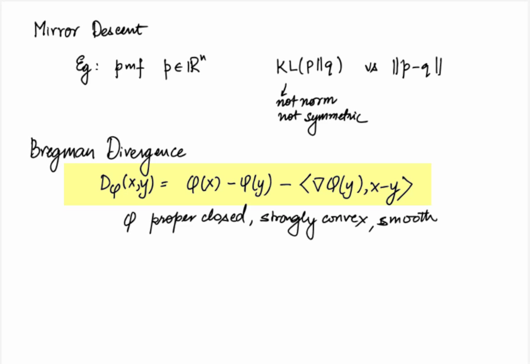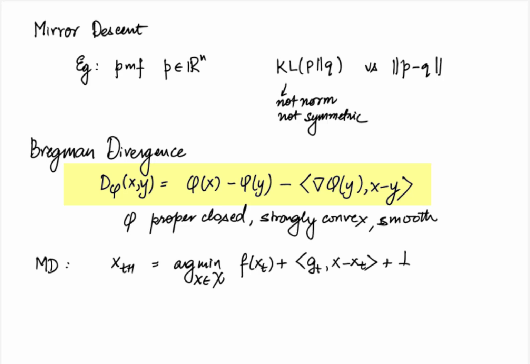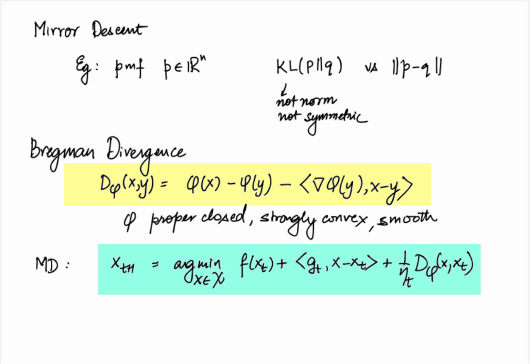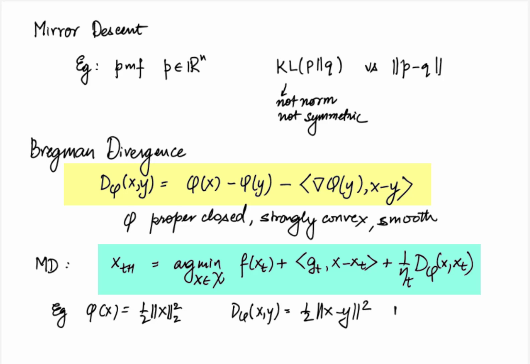Mirror descent involves carrying out the updates x_{t+1} equal to argmin of x in calligraphic x of f of x_t plus inner product of g_t comma x minus x_t plus 1 by eta_t D_phi of x comma x_t, where we have replaced half norm square of x minus x_t with D_phi of x comma x_t. Note that if we take phi equal to half norm square of x, then the Bregman divergence becomes half norm square of x minus y. So for this choice of phi, mirror descent is exactly the same as projected subgradient descent.